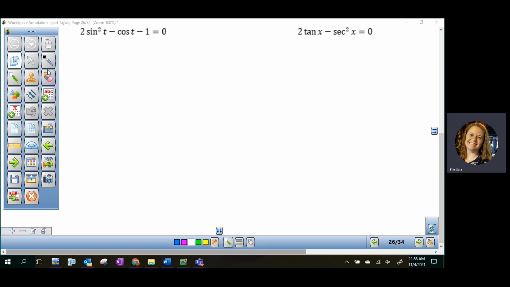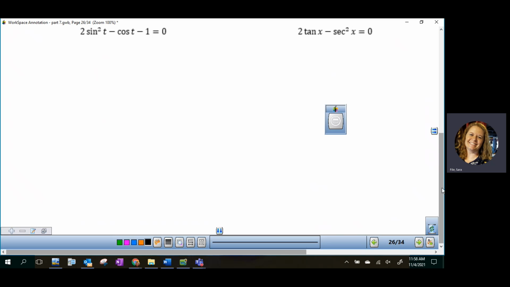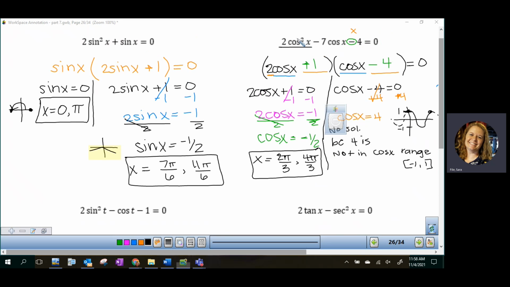Okay. So in this one, this looks similar to the last one we did yesterday. Let's scroll back up here. See how this was a cosine squared, cosine, and then a constant? It was a trinomial quadratic form. This looks very similar to that, but something slightly different. Do y'all notice it?